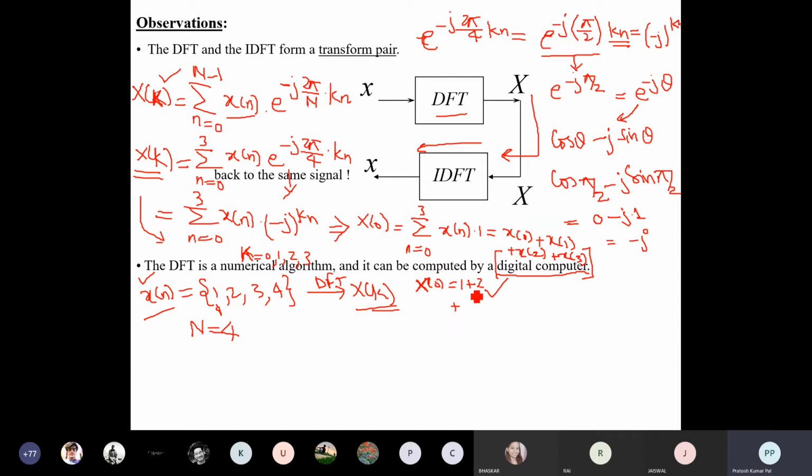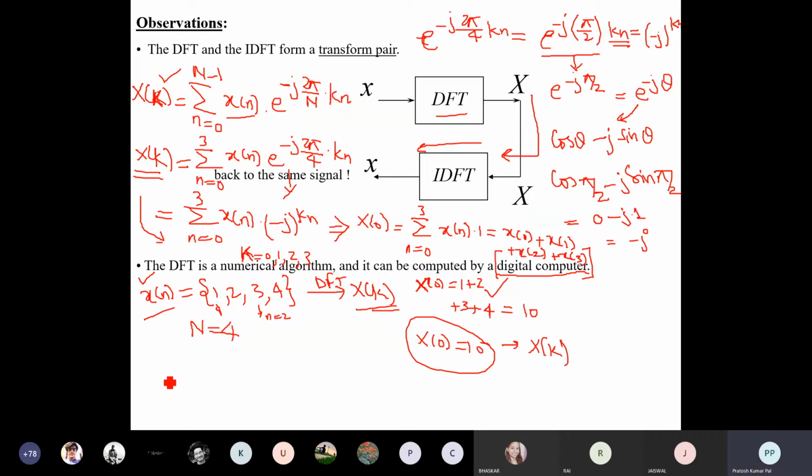Similarly, for n equals 2, x of 2 is 3, so it is 3, plus similarly x of 3 is given by 4. Okay, so all will be added. So 4 plus 3 is 7, 7 plus 2 and 1 is 10. So capital X of 0 will be equal to 10. So this is the first sample of your X of k. Whatever X of k will be, the first sample of that X of k will be 10.